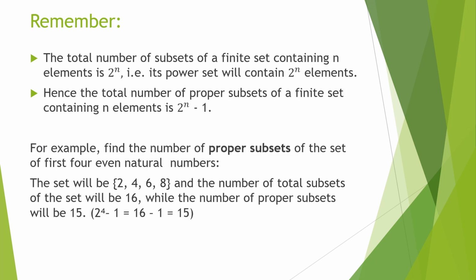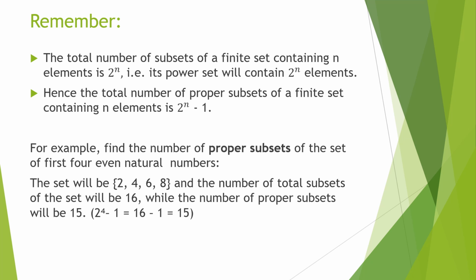Now some things to remember before we go to the examples. The total number of subsets of a finite set containing n elements is 2 raised to n. That means if your set contains n elements, the total number of subsets it will have is 2 raised to n. The set of all subsets is called the power set. So the power set will contain 2 raised to n elements. Hence the total number of proper subsets of a finite set containing n elements is 2 raised to n minus 1. Remember, this type of thing can be asked as an objective question.